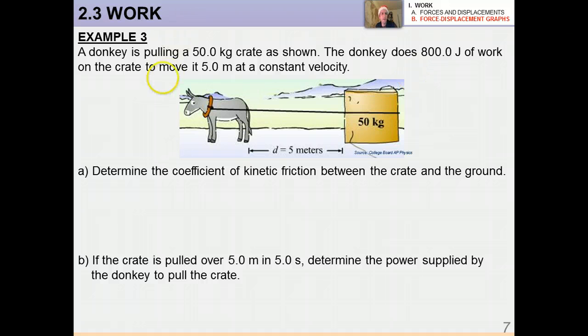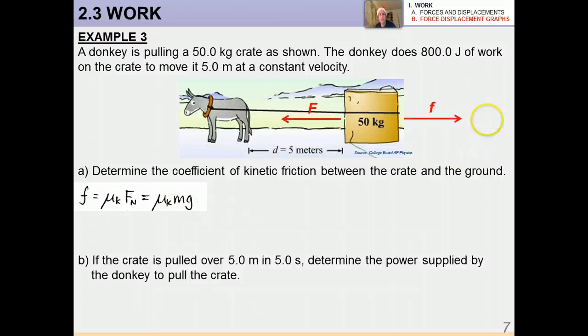Okay, here's another example of a donkey pulling a pretty heavy crate. Go ahead and pause the video and try this one. Okay, so the donkey does 800 joules of work. So now you're given the work and the distance and the mass of the crate. Determine the coefficient of kinetic friction between the crate and the ground. Okay, this is a little bit tricky, but if you see my reasoning, I think it will make sense. Remember that kinetic friction is mu sub k times F sub N, which is mu sub k times mg. Okay, and I've drawn that vector right there for you.